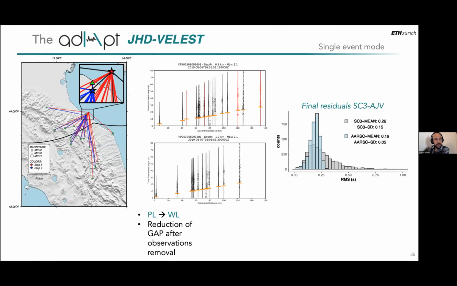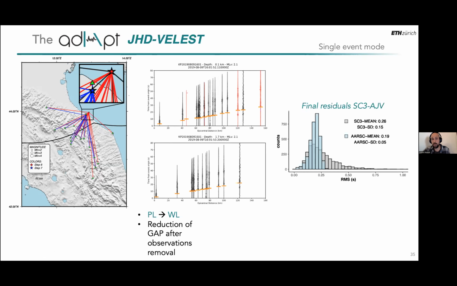This is a real case of what I was just saying. An event that was recorded with the highest azimuthal gap after the second round of joint hypocenter determination, and that after the filtering of these erroneous observations, shown in red traces here, we are able to put back inside the network, with this blue star, the same event. So this final cleaning is still very important in order to produce better locations at the end.